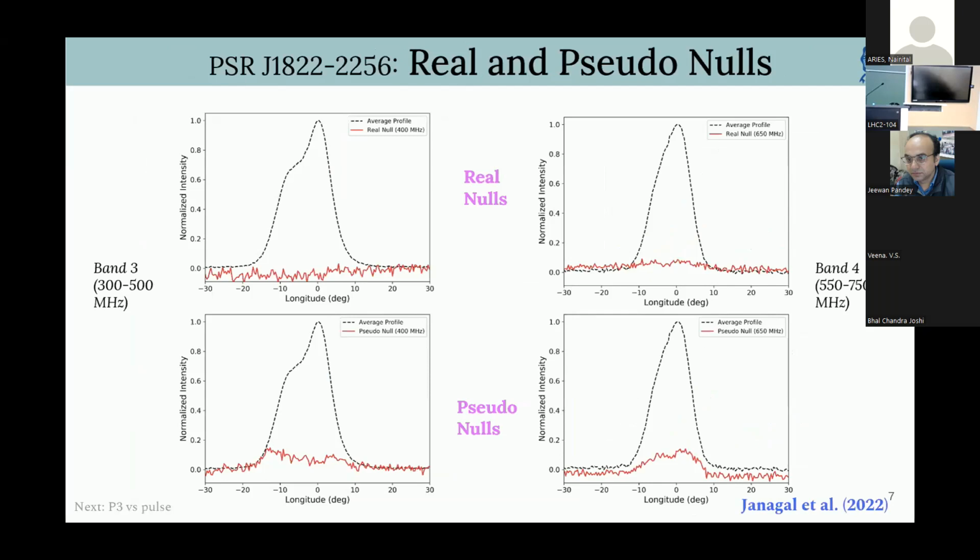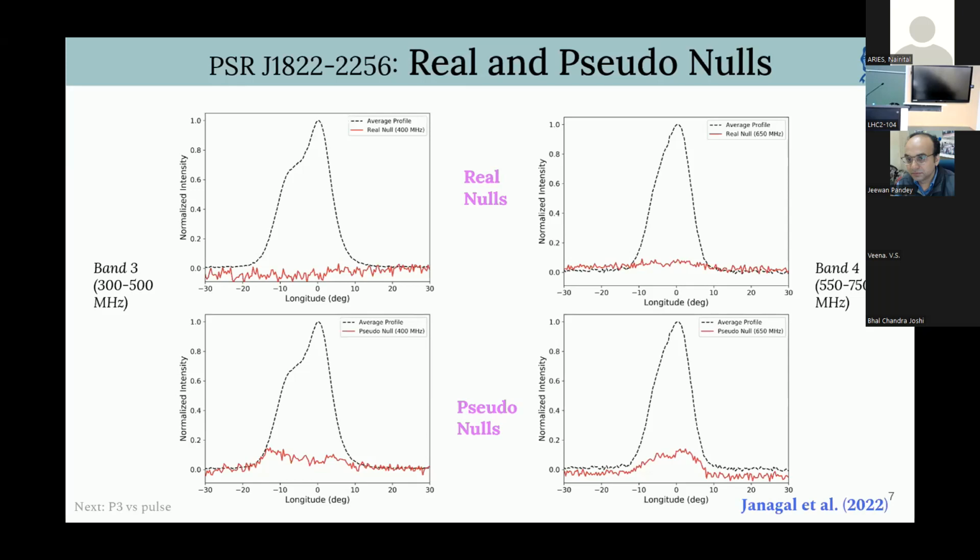The pulsar shows regular broadband nulls or real nulls, but while the pulsar is in mode B or C, it shows other null occurrences different from the real nulls. They are different in the sense that the average profile of these pseudo nulls showed low-level pulsed emission at both the observing frequency bands, band 4 and band 3.